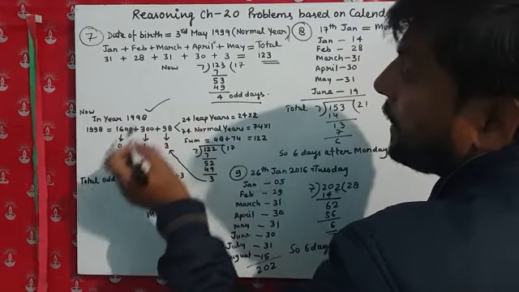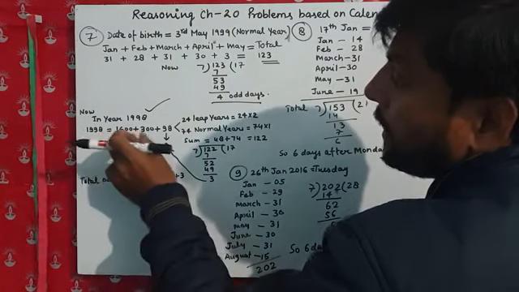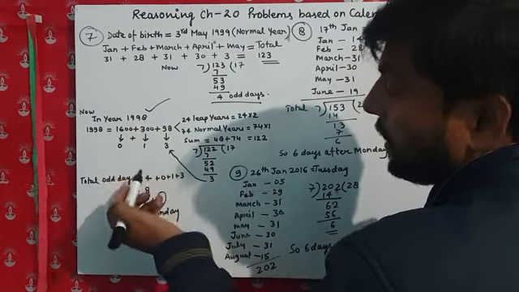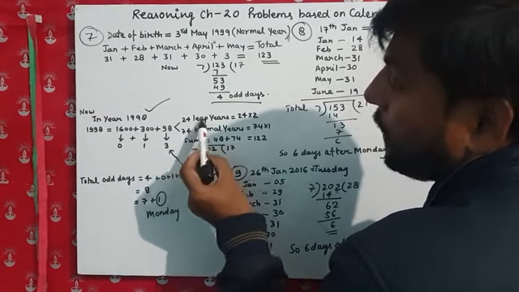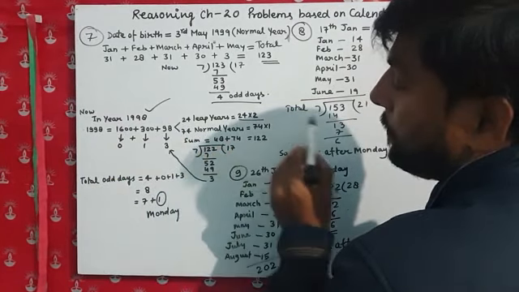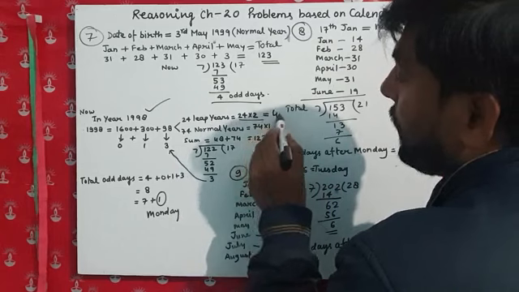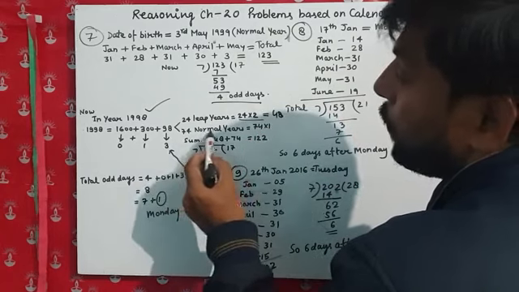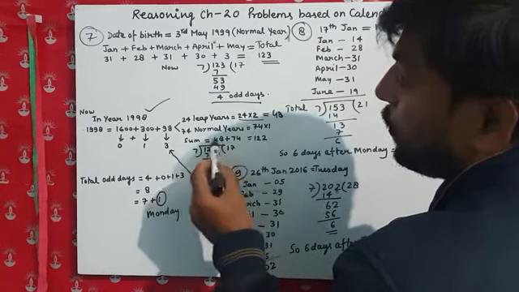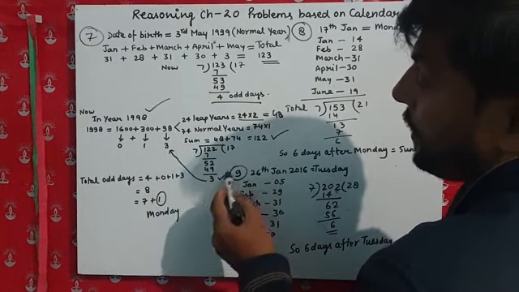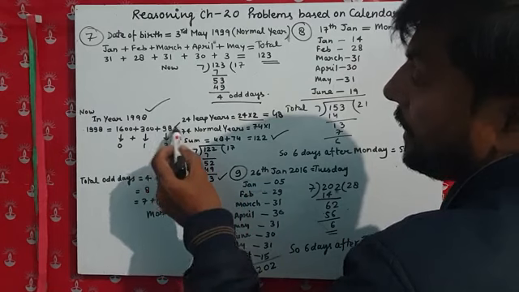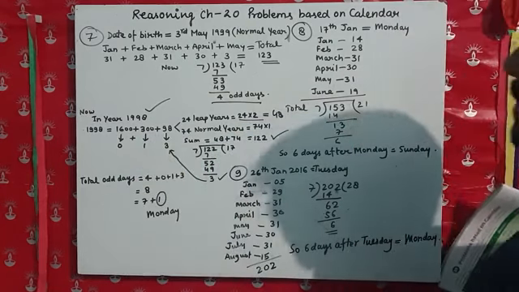Now we are going to 1998. So here 1600, 398, that is the basic formula, 0, 1. Now in 98 years, there will be 24 leap years, so 24 times 2 becomes 48. And 74 normal years, 74 times 1, so the total is 122. Now again divide by 7, so we are getting 3. So in these 98 years, there will be 3 odd days.